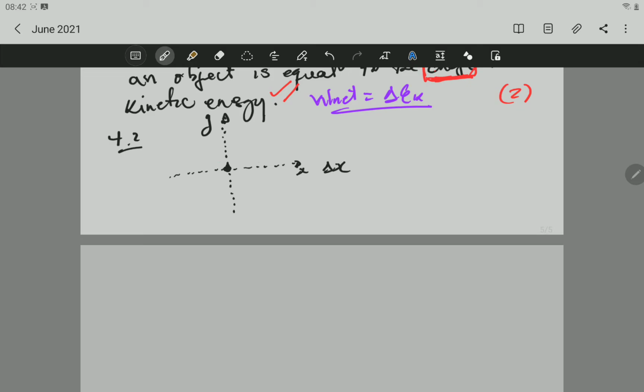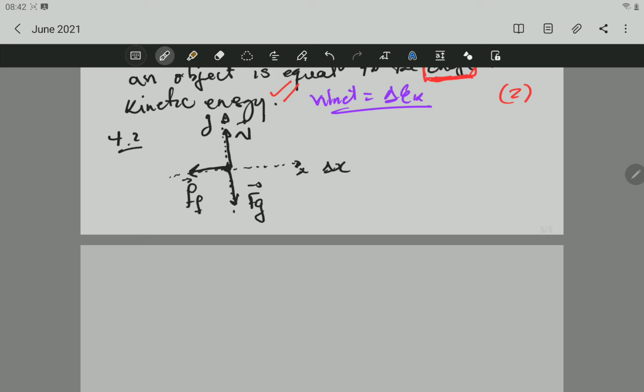Then what forces are acting on that block? Well, frictional force on the x-axis. There is gravitational force or weight, and there is normal force. So those are the forces that act on that object.